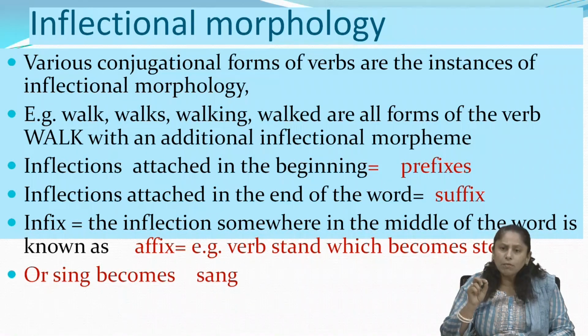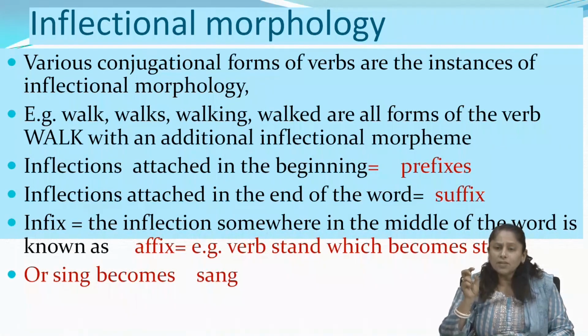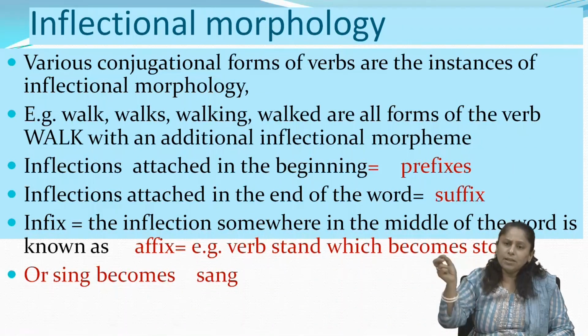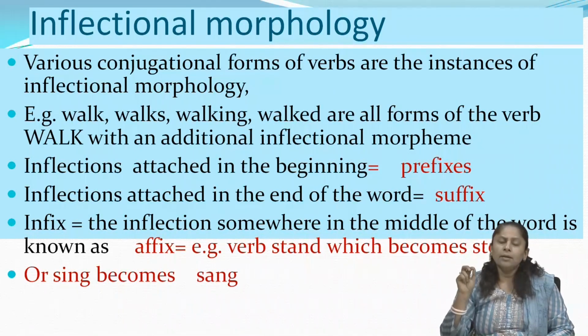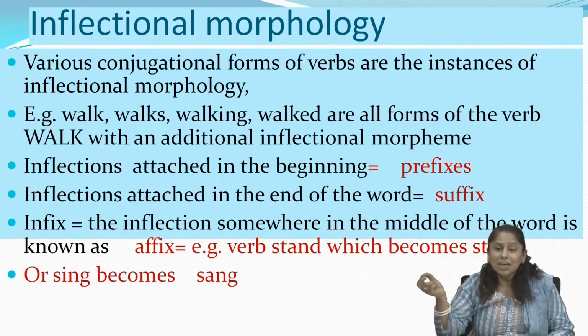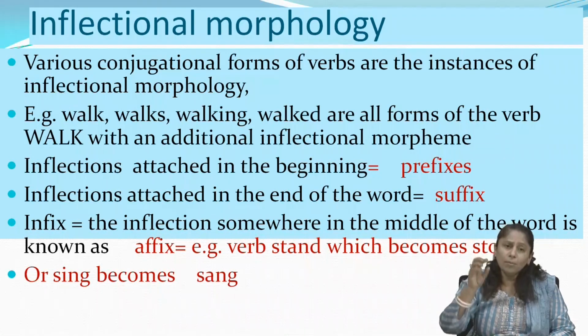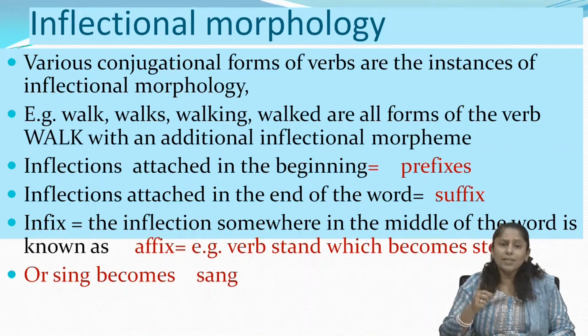If you put the verb talk with the word talking, speak with the word speaking, turn with the word turning, -ing. So these are the inflectional morphemes which are taken in the verb, and that is why they are known as conjugational forms of verb. Conjugation in the sense attaching the word with prefixes or suffixes.